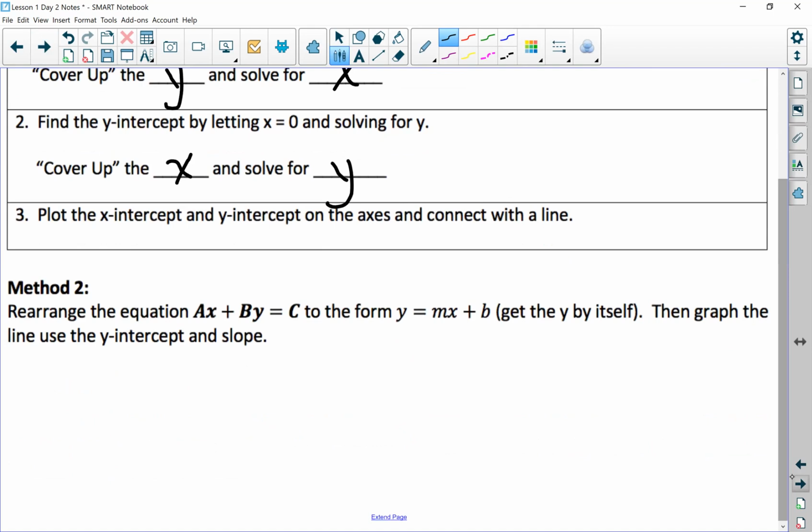The second method, you're going to rearrange the equation algebraically. So you're going to go from ax plus by equals c and rewrite it in the form y equals mx plus b. Get the y by itself, and then graph the line using the y-intercept and the slope.